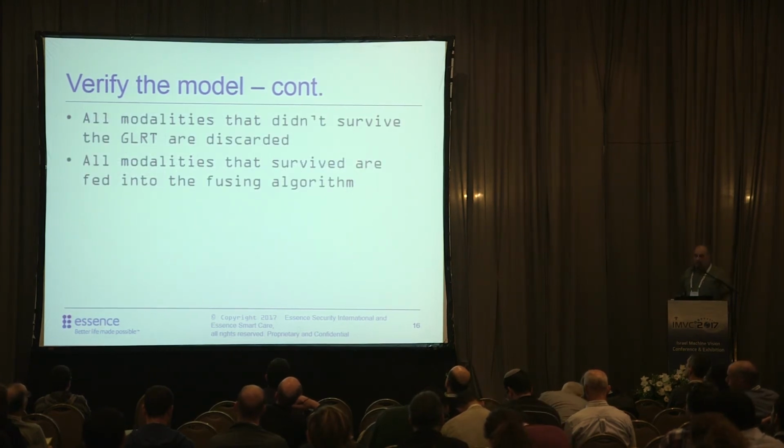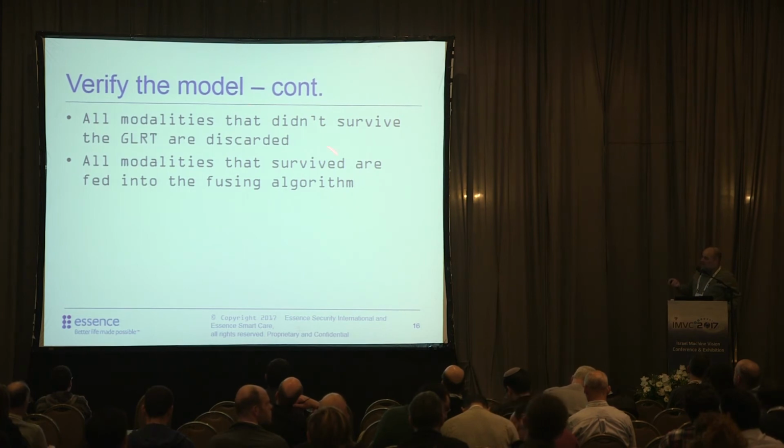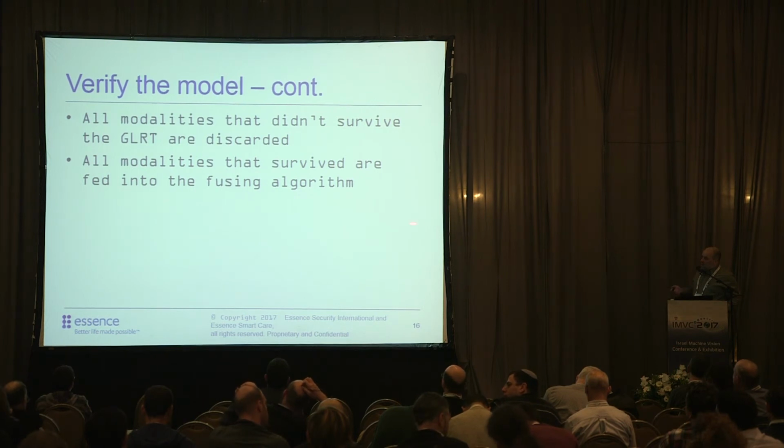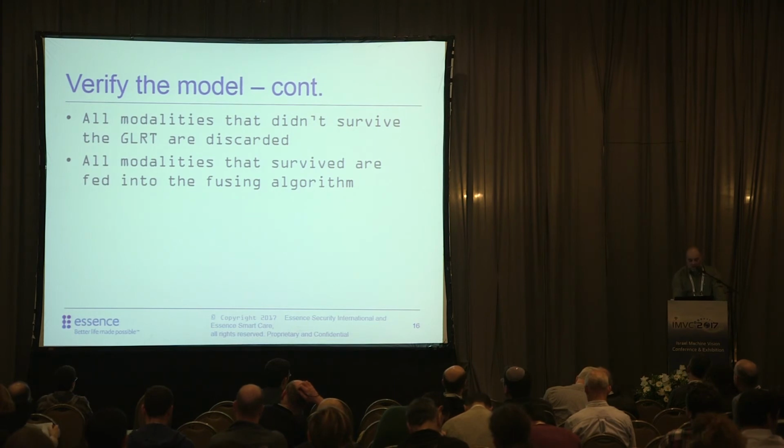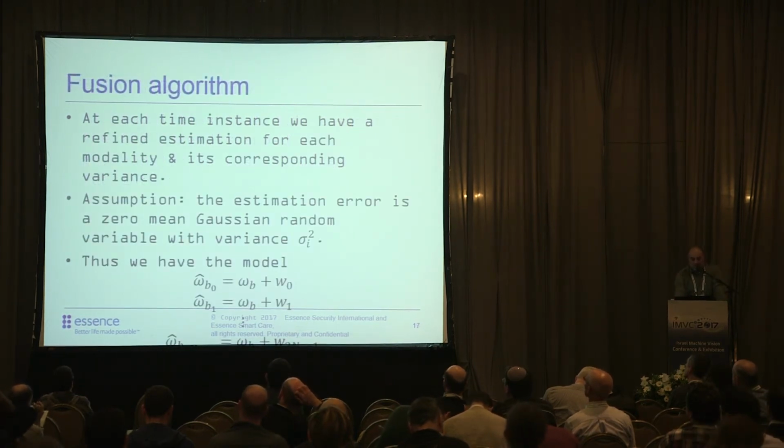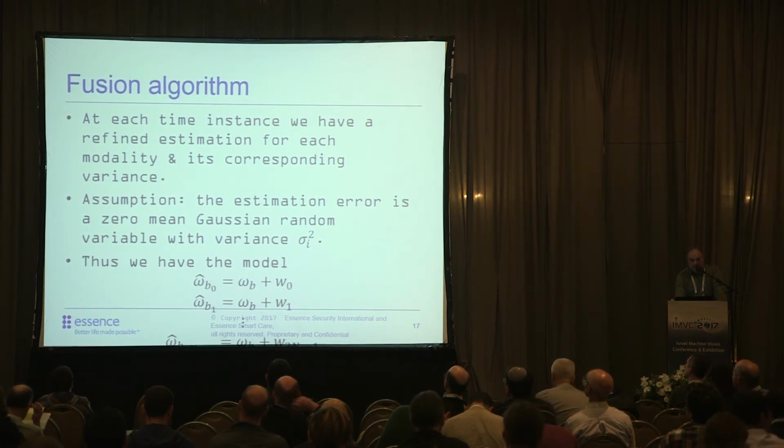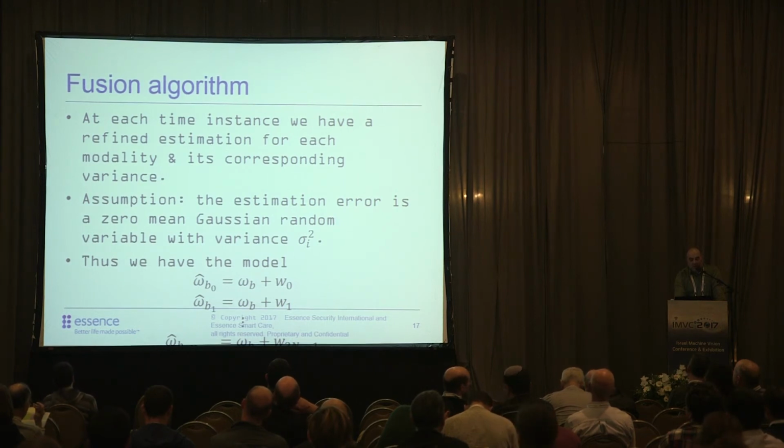Okay, so now that we have estimated a lot of breathing frequencies, and we discarded some that are not in the breathing band, and some that didn't adhere to our model using the GLRT test, we take all these frequencies and we want to fuse them into one accurate estimation of the breathing. The fusion algorithm uses a maximum likelihood framework.